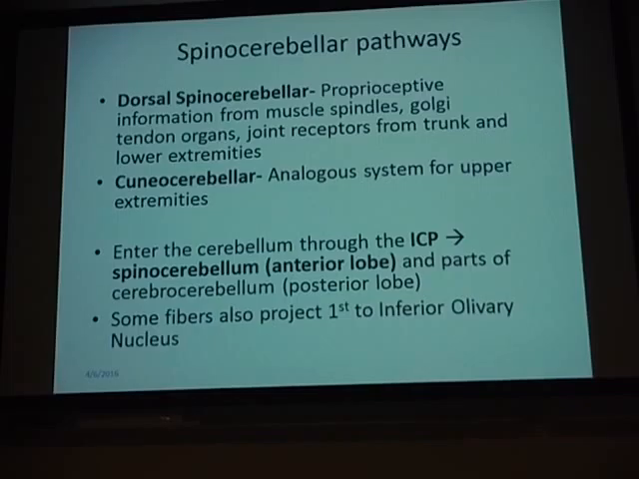And here they are, spinocerebellar pathways. So again, this is recall. These are the 2 pathways that are carrying proprioceptive information, again, from muscle spindles, GTOs, and joint receptors. The dorsal spinocerebellar tract is primarily carrying this information from the trunk and lower extremities. The cuneo-cerebellar is an analogous system for the upper extremities.